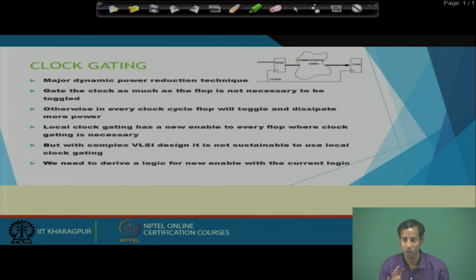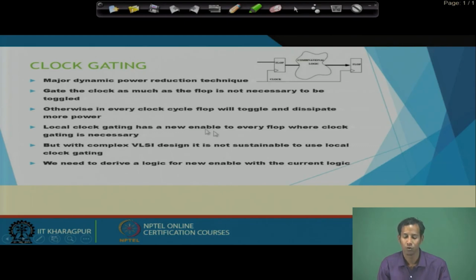But in present days, with complex VLSI circuit design, it is very hard to find out those blocks and then do the local clock gating. So, that is why it is not that easy. It is not that it is impossible to do, but it is not that easy. If you can identify them and then do the local clock gating, then you will get an advantage in the overall dynamic power consumption.